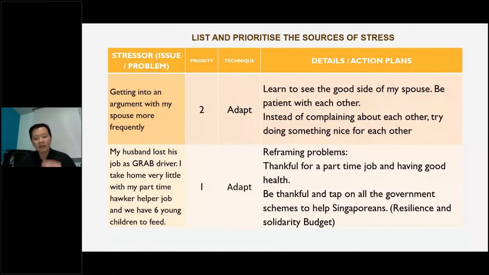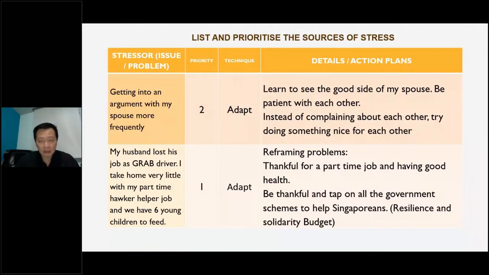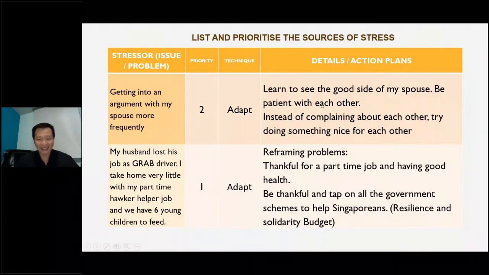Let's look at the example again. If the person has chosen adapting, a possible action plan is learning to see the good side of my spouse. Instead of complaining about each other, maybe we can do something nice for each other. So this is an example of an action plan that you can do to help you manage your stress.